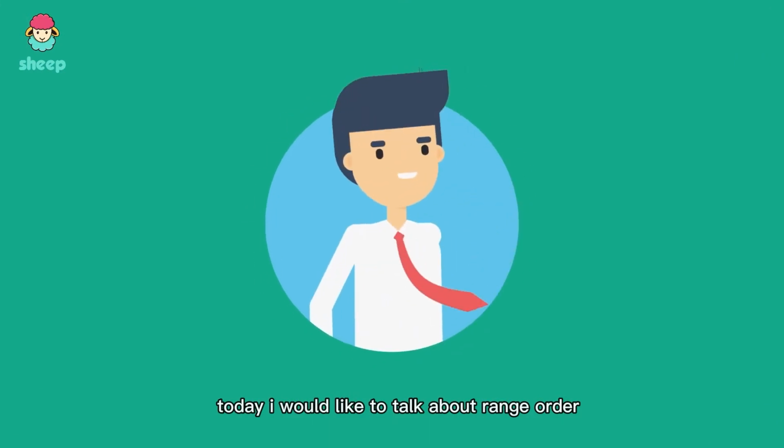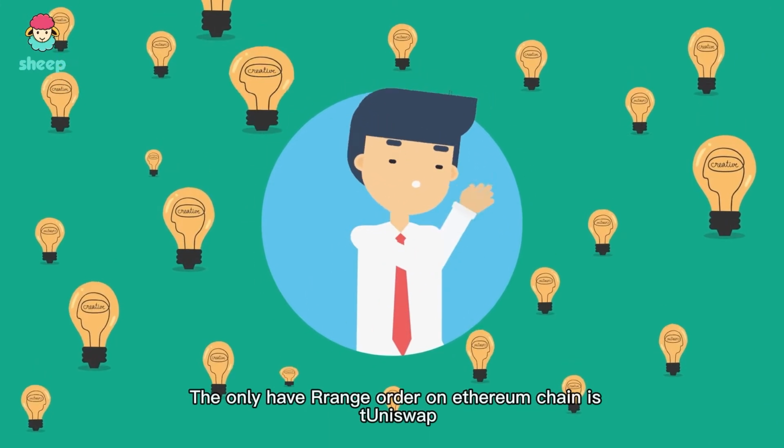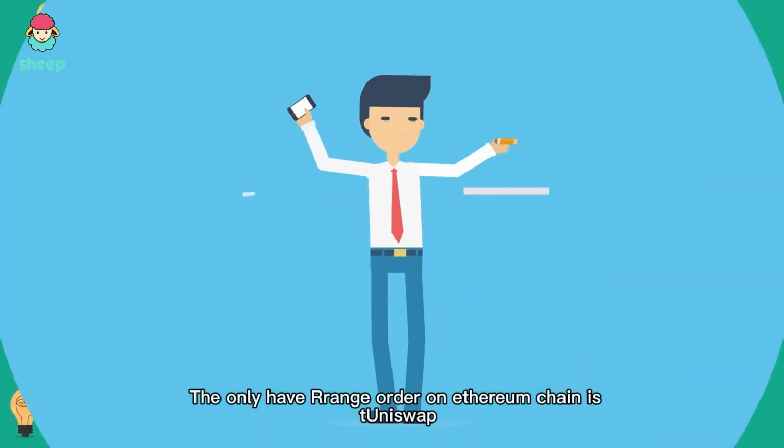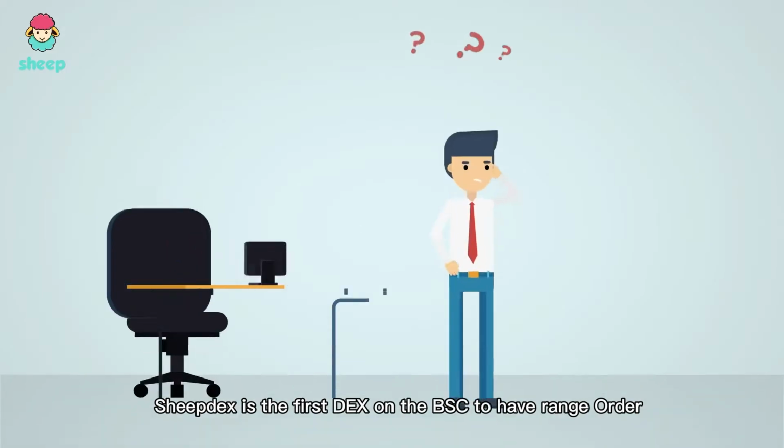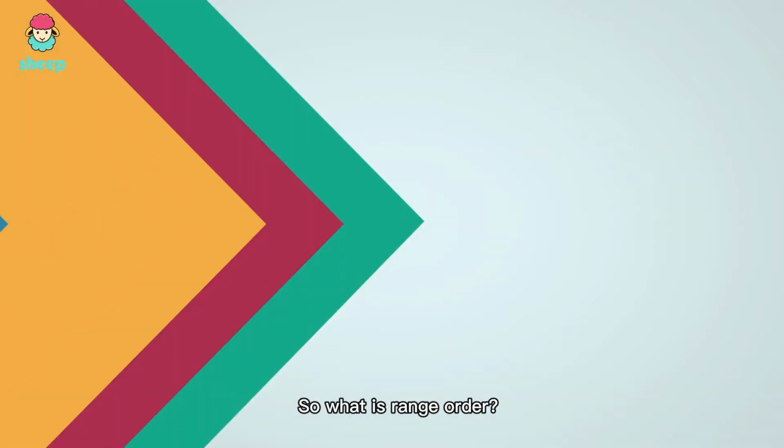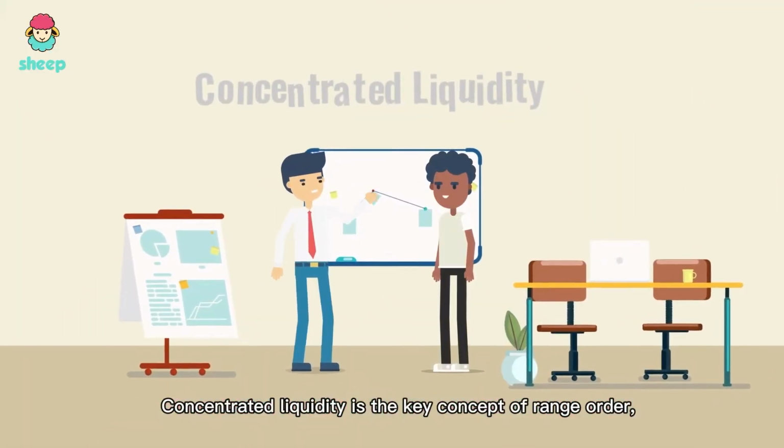Today I would like to introduce you to what is range order. The only range order on the Ethereum chain is Uniswap's range order. SheepDex is the first DEX on the BSC to have range order. So what is range order? Concentrated liquidity is the key concept of range order.